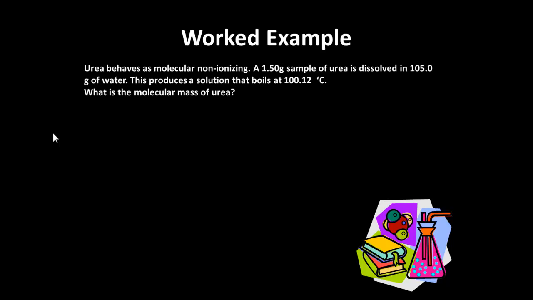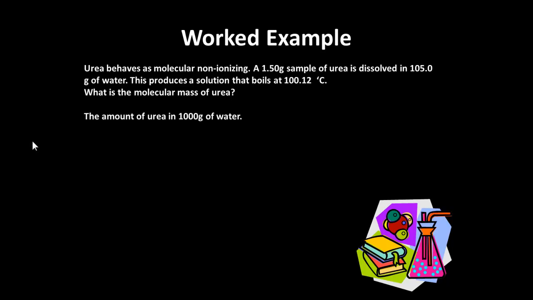A couple of problems that you might come across which are related to this. Urea behaves as a molecular non-ionizing compound, so if we have 1.5 grams dissolved in 105 grams of water, it produces a solution boiling at 100.12 degrees Celsius. Can we find the molecular mass of urea from this? Well, we ought to be able to.